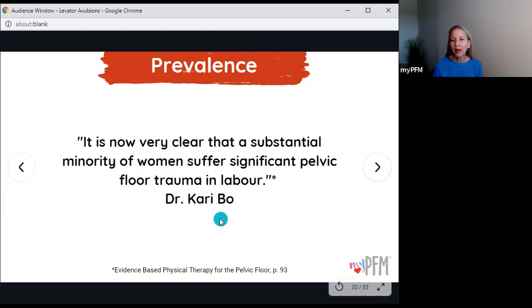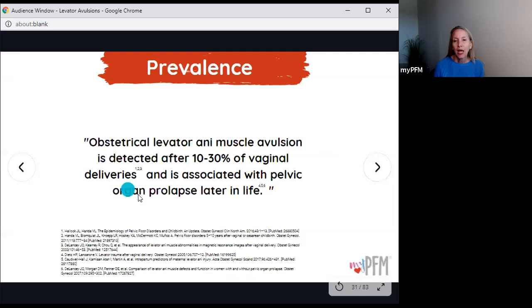From my pelvic floor hero here, Dr. Carrie Bowe, it is now very clear that a substantial minority of women suffer significant pelvic floor trauma in labor. Obstetrical levator ani muscle avulsion is detected after 10 to 30% of vaginal deliveries and is associated with pelvic organ prolapse later in life. So that's an awful number, right? 10 to 30% of vaginal deliveries. Think about how many people that is.